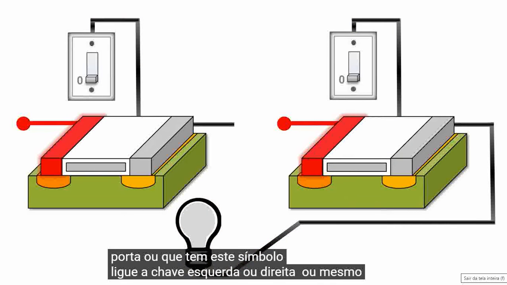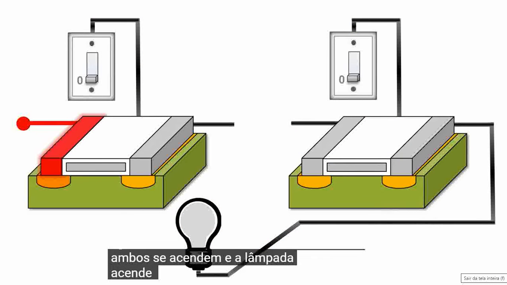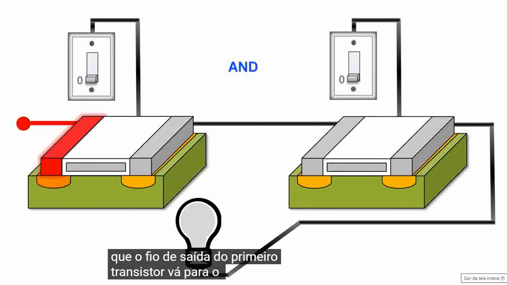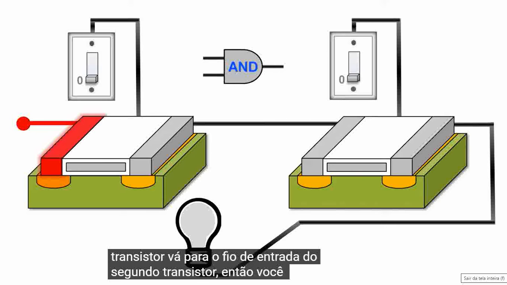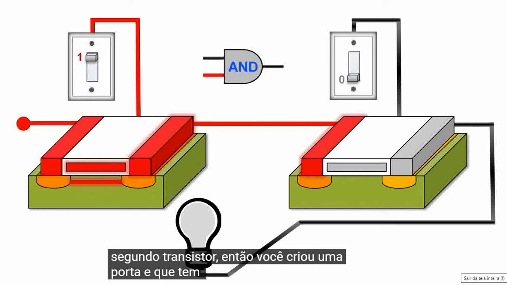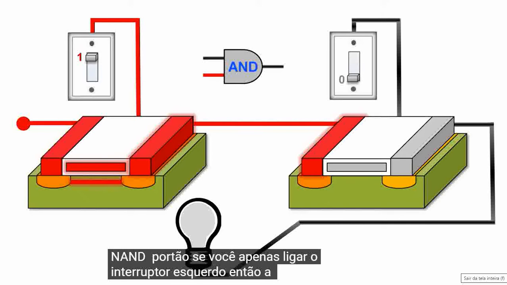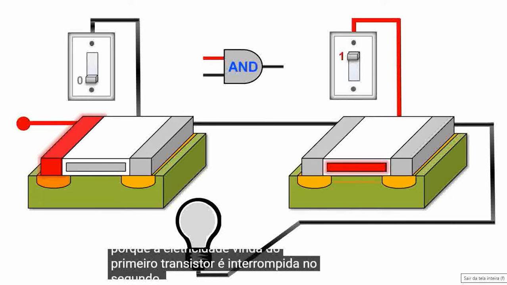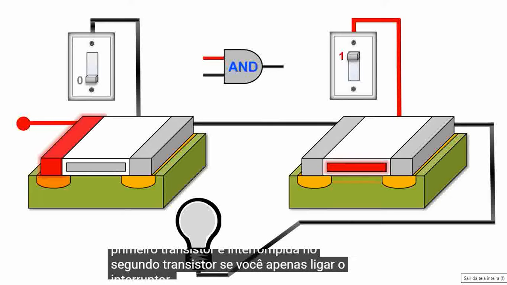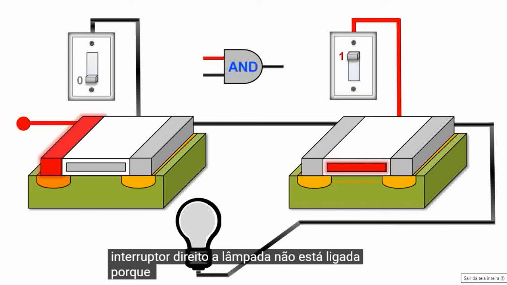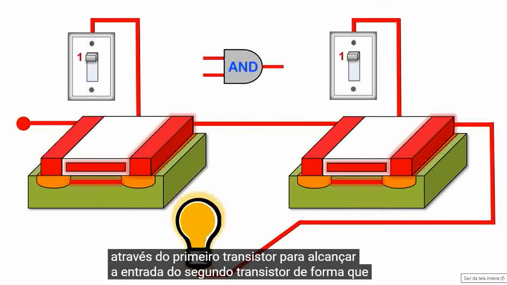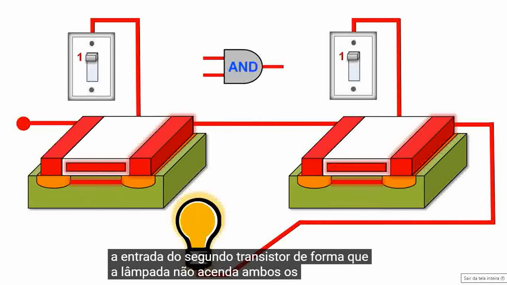on. If you change the wiring so that the output wire of the first transistor runs to the input wire of the second transistor, then you've created an AND gate, which has this symbol. With an AND gate, if you only turn the left switch on, then the light bulb is not on because the electricity coming from the first transistor is stopped at the second transistor. If you only turn the right switch on, the light bulb is not on because there is no electricity flowing through the first transistor to reach the input of the second transistor, so the light bulb does not turn on. Both switches must be on in an AND gate for the output to be on as well.